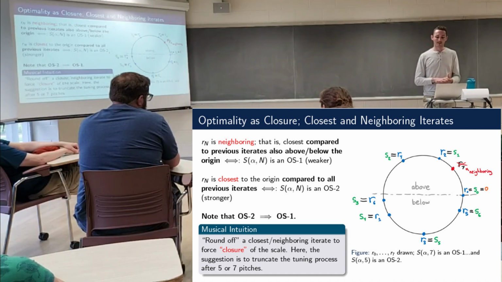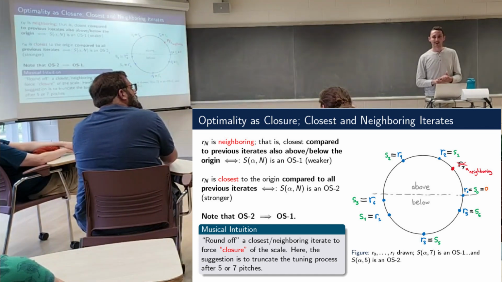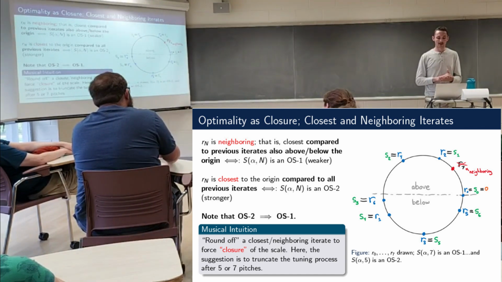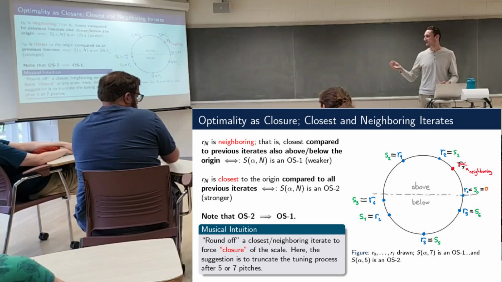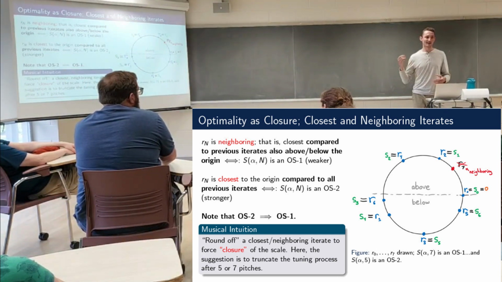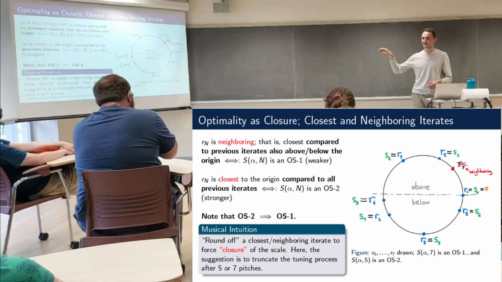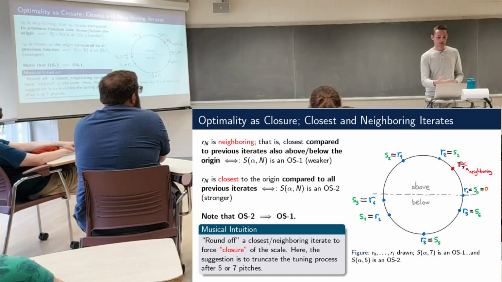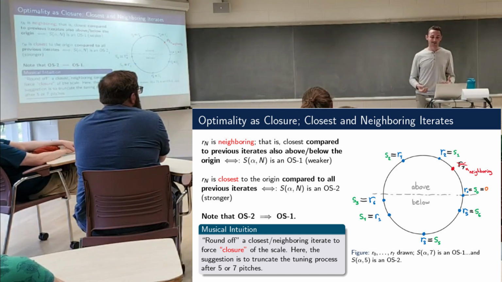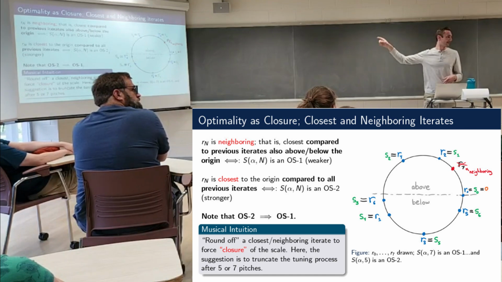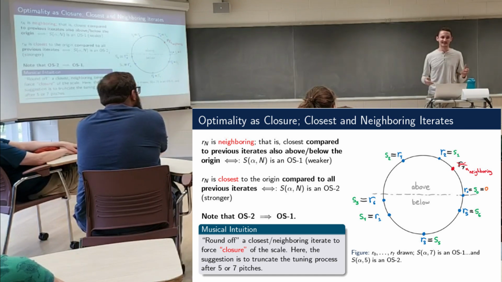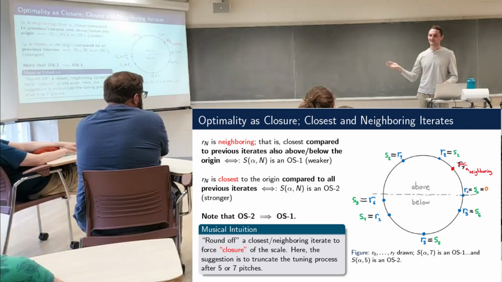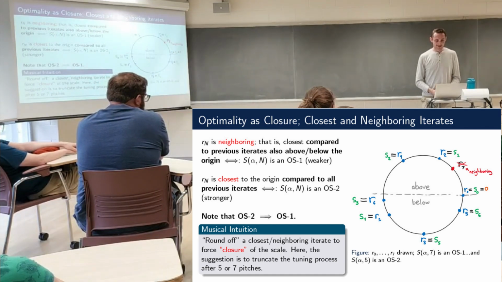So in this case, we call the 5-tone scale generated by alpha an optimal scale of the second kind. And that includes R0 through R4, because again, we are saying R5 is close enough to the origin that we just round it off. And you might have picked up that optimal scales of the second kind are automatically optimal scales of the first kind. R5 is the closest out of all previous iterates, so it must necessarily be the closest out of all previous iterates that are below the origin.